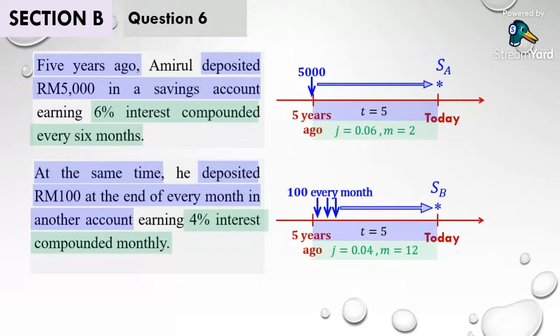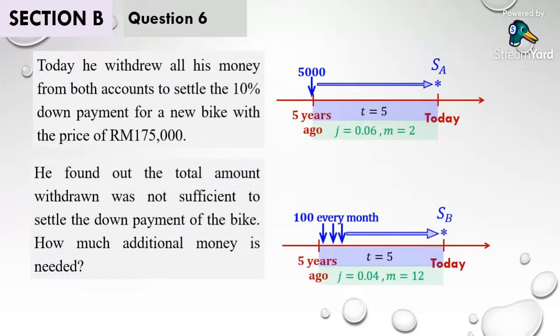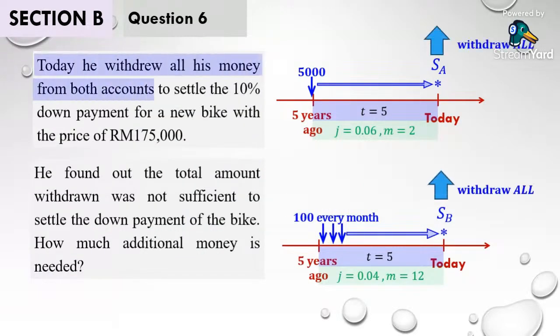Then next, after this amount is accumulated in both of the accounts, today he withdraws all his money from both of the accounts. So both SA and SP, the amount is totally withdrawn. The account is depleted. So what's the purpose of doing this? To settle a 10% down payment for a new bike with a price of RM175,000. So he's going to withdraw all the money to pay the 10% down payment.